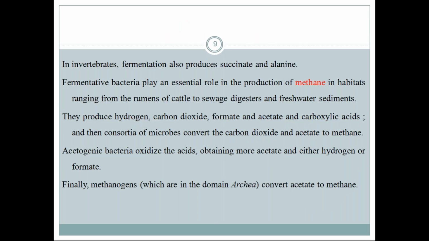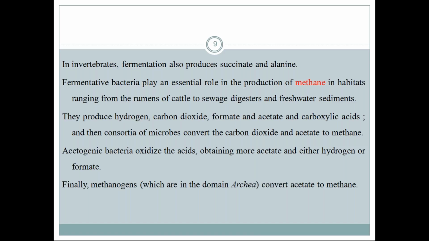In invertebrates, fermentation also produces succinate and alanine. Fermentative bacteria play an essential role in the production of methane gas also, ranging from the ruminants of cattle to sewage digesters and freshwater sediments. They produce hydrogen, carbon dioxide, formate and acetate and carboxylic acids. And then consortia of microbes convert the carbon dioxide and acetate to methane. Acetogenic bacteria oxidize the acids, obtaining more acetate and either hydrogen or formate. Finally, methanogens convert acetate to methane in the presence of archaebacteria.